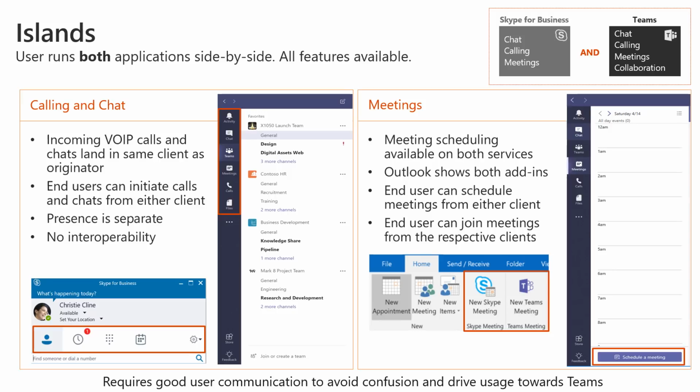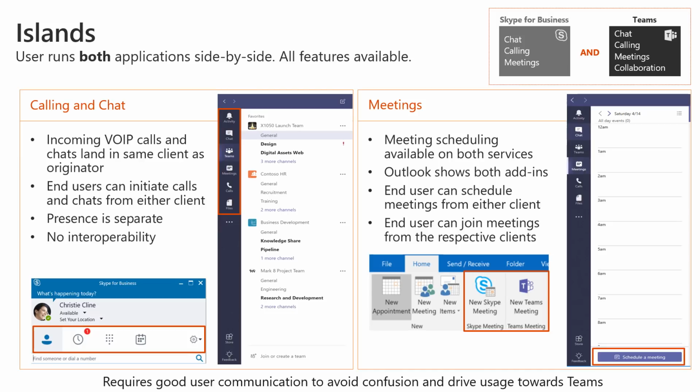Now, in this instance, presence will be separate for these particular applications. So the presence that I show in Teams will be shown to other Teams folks, and the presence that I show in Skype for Business will be shown to other Skype for Business folks. There is no interoperability when we're dealing with islands because the two applications are effectively separated from each other.